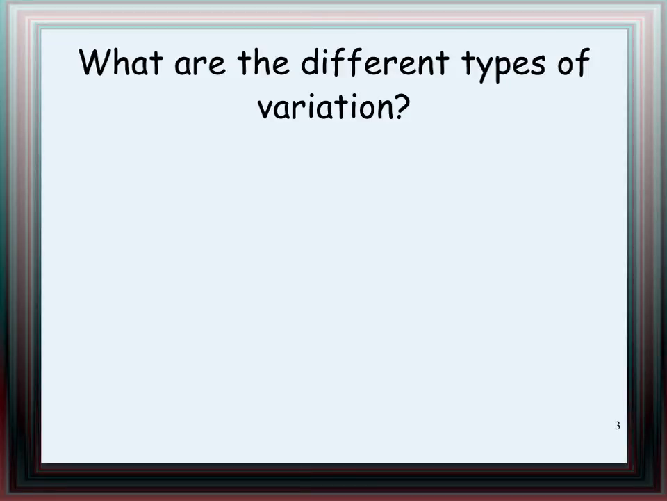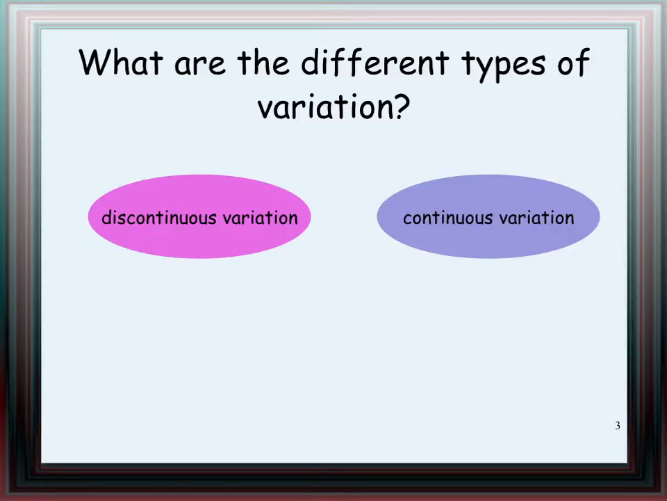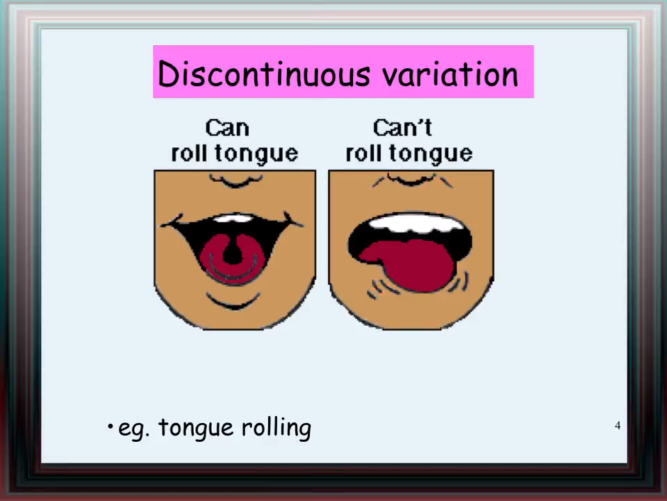Now, every one of the billions of organisms on planet Earth is unique. Even monozygotic twins, although genetically identical, vary as a result of their different environmental experiences. So you've got two types of variation: discontinuous variation and continuous variation. Let's start off with discontinuous variation.